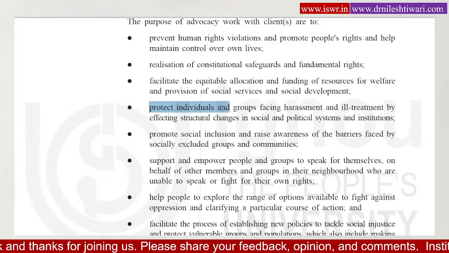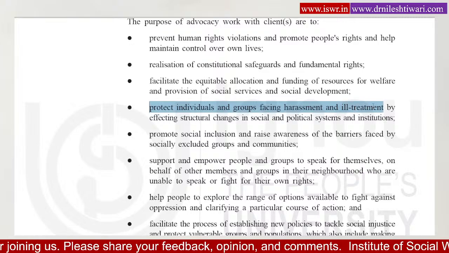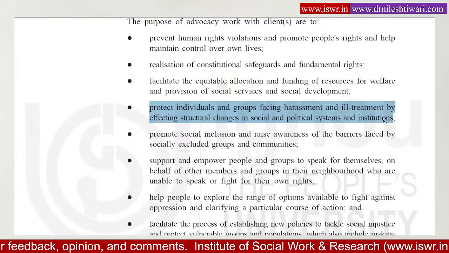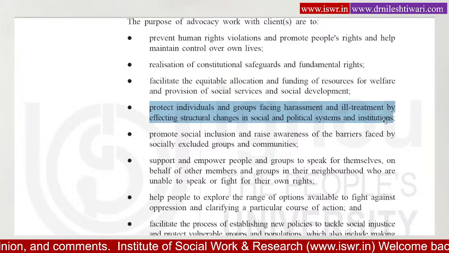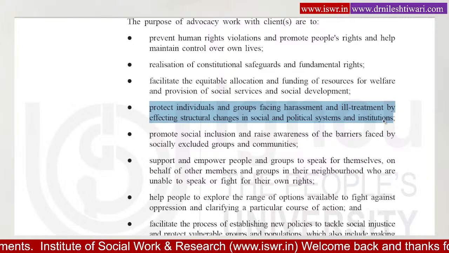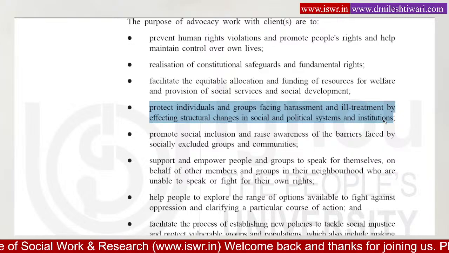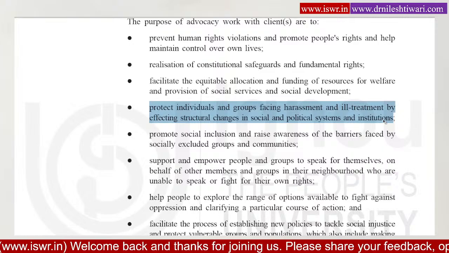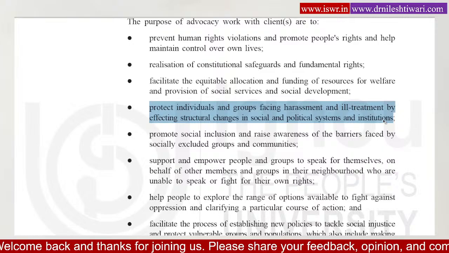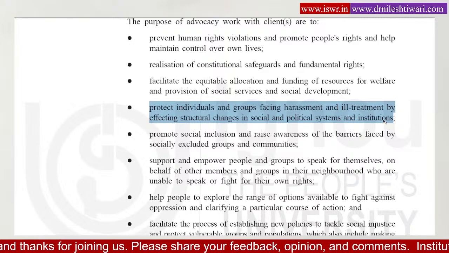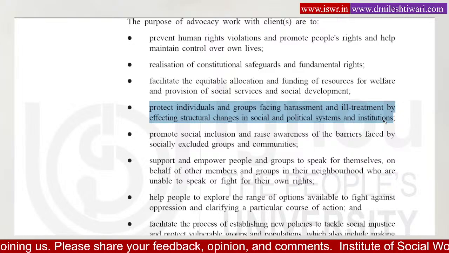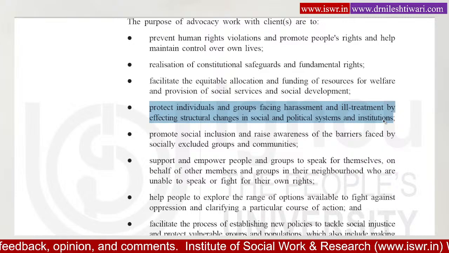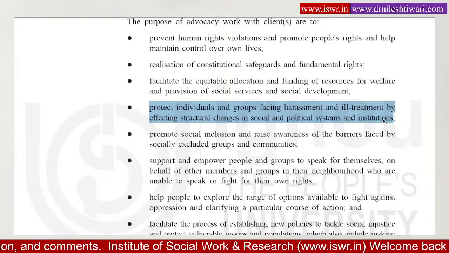Now, protect individuals and groups facing harassment and ill treatment by affecting structural changes in social and political systems and institutions. See, this is again very important. Ill treatment, harassment, protecting the rights of individuals and groups, whether it requires changing the social system or the political system or the institutional level, is again a kind of advocacy work, because unless we raise the voice, how can we expect that somebody will do it on their own, right?